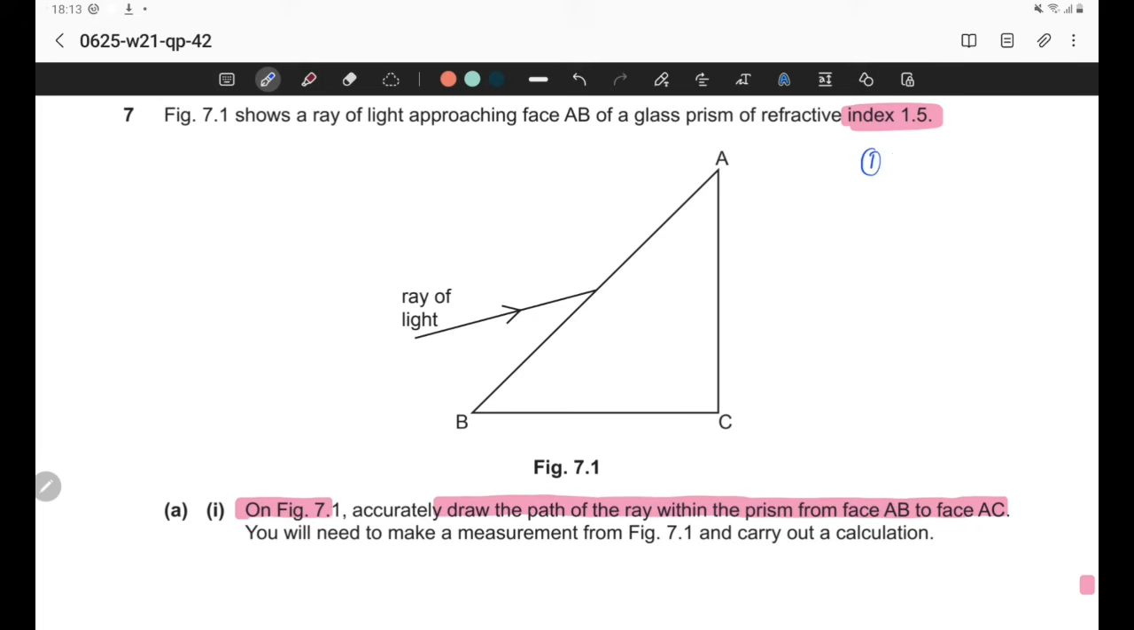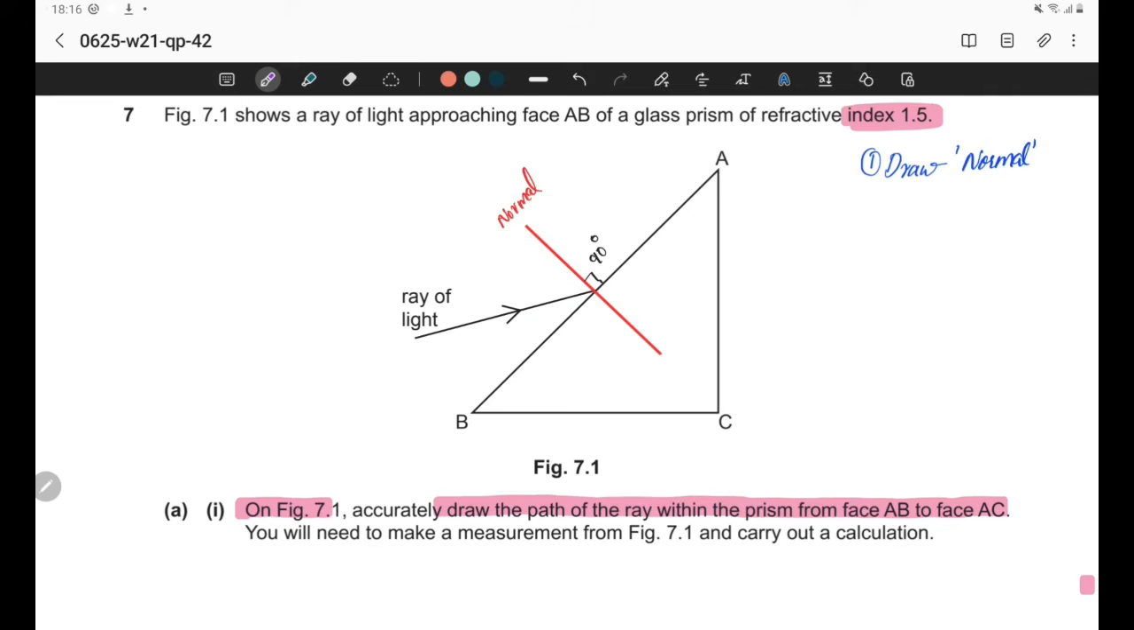So the first step here, we have to draw a normal. So normal is nothing but a perpendicular line from the surface AB, from the point where the ray of light is incident on the surface. So from this point, we have to draw a perpendicular line to the surface AB, which should be 90 degrees from the surface. Using a protractor, we can draw the normal and we can label it as normal.